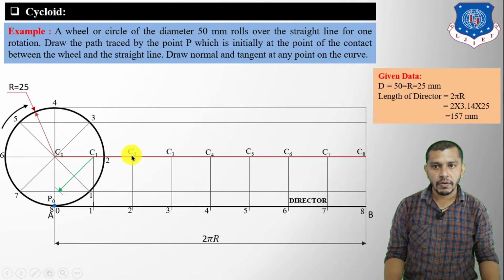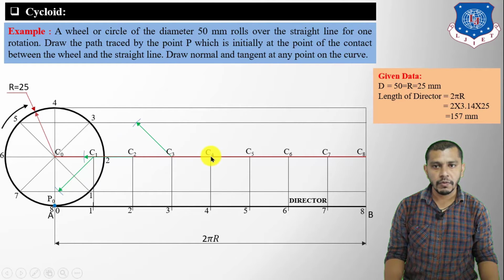Now put your roundel, or take the center as C2, and give an arc on the line passing from the second point of the circle over here. Put your roundel on C3, or take C3 as the center, and give an arc on the line passing from the third point of the circle. We will get the intersection over here.